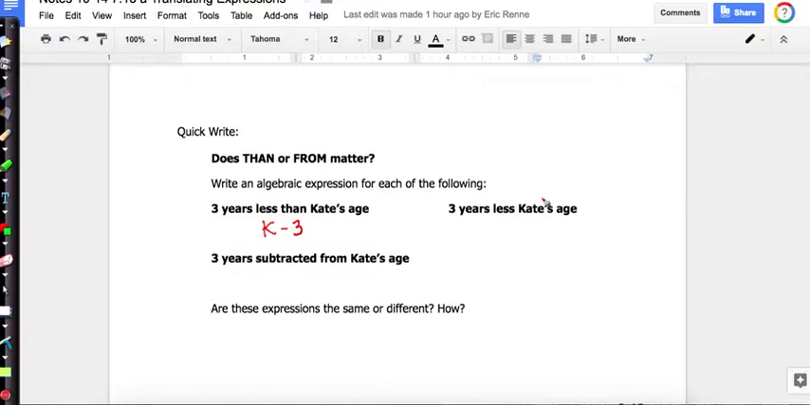Okay, 3 years less Kate's age. That would be 3 minus k. And Kate, we assume Kate was a baby here. Okay, and then we have 3 years subtracted from Kate's age. So that means we're taking away 3 from Kate's age. So instead of writing 3 minus k, we would write k minus 3. So the question is, are these expressions the same or different? Okay, so they are, of course, different.